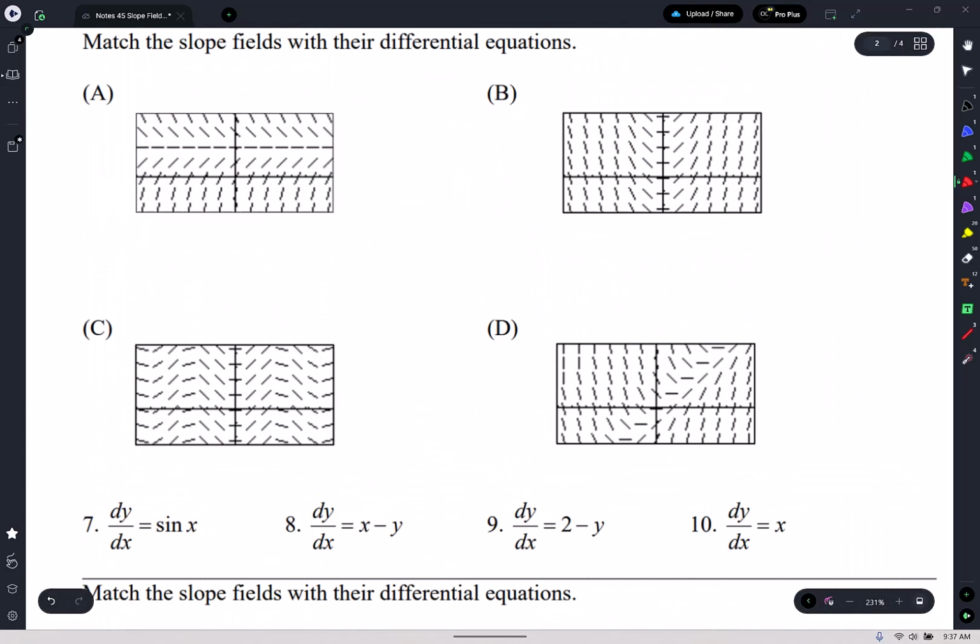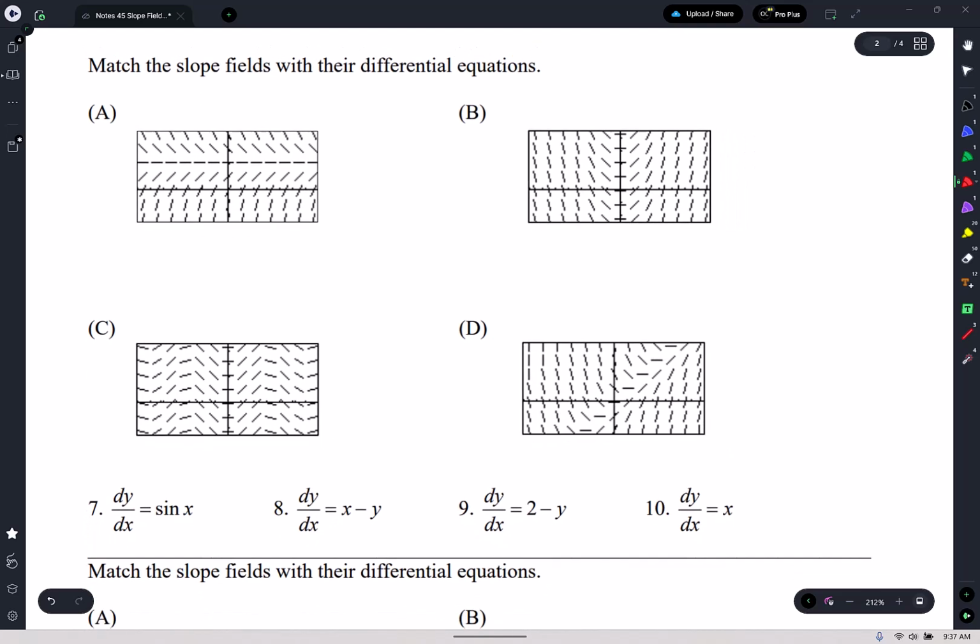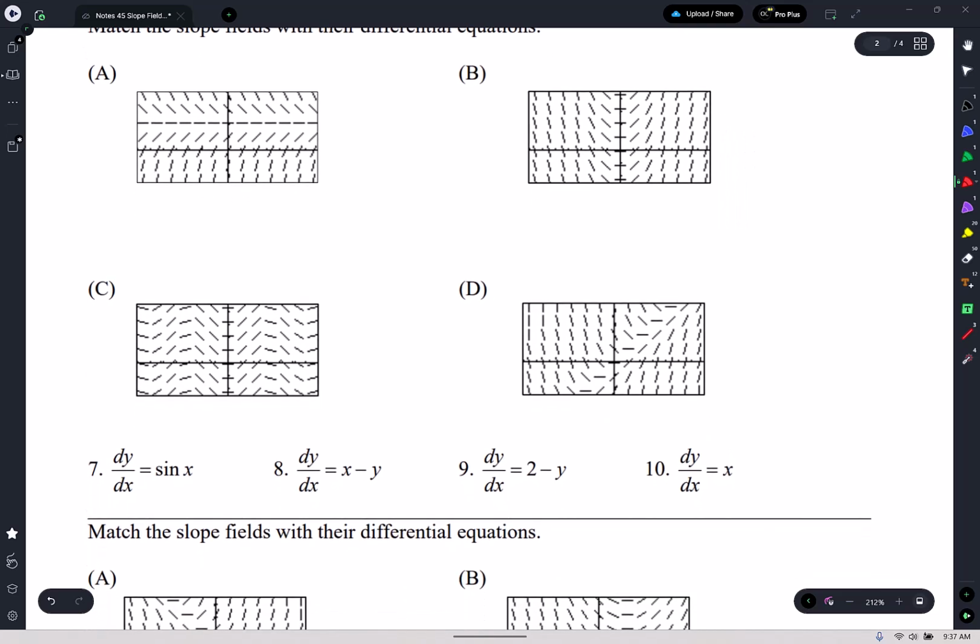Let's see. Match a slope field for the differential equation. The sin x one I think is the easiest. Which one's the one that's looking like it's going up and down, up and down, up and down? C. Number 7 is C. Do you guys see that?